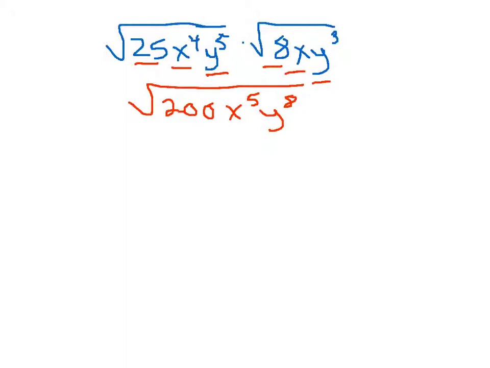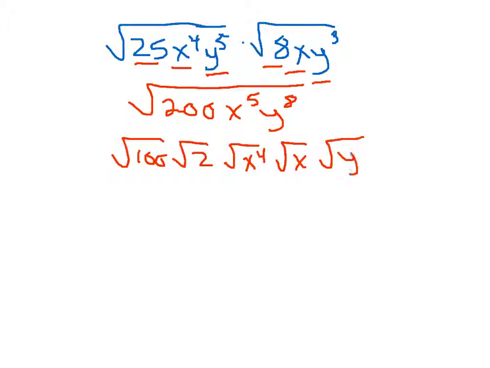And once we combine them under one, we can go and try to break them apart if we can. The square root of 200, that itself is not a perfect square, but we can break that into the square root of 100 times the square root of 2. X to the 5th can be broken apart into x to the 4th times the square root of x. And we see that since 8 is divisible by the index 2, y to the 8th is a perfect square.